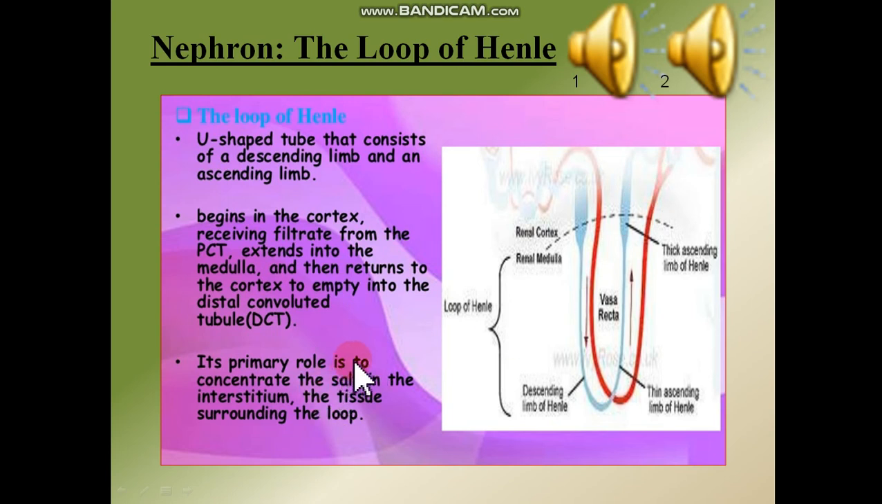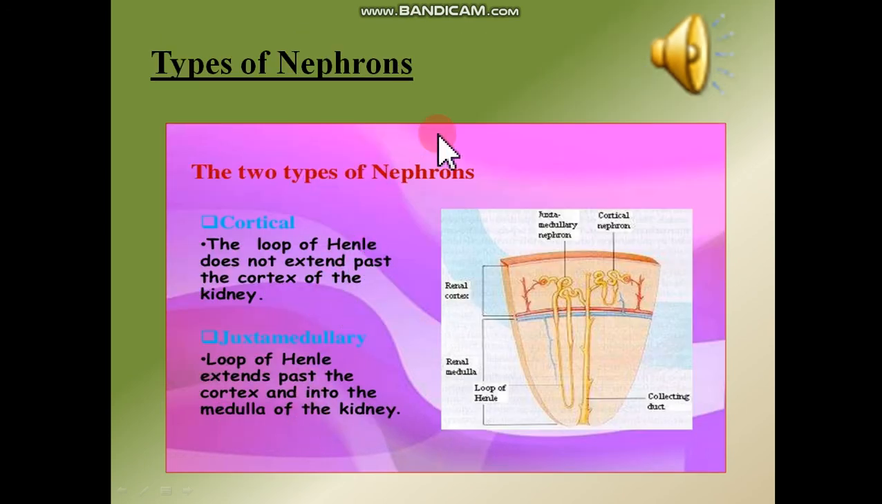What is the primary function of the loop of Henle? It is to concentrate the salt in the interstitium, the tissue surrounding the loop. Types of nephron: there are two types of nephron, the cortical one and the juxtamedullary nephron. Here this is visible in the diagram.